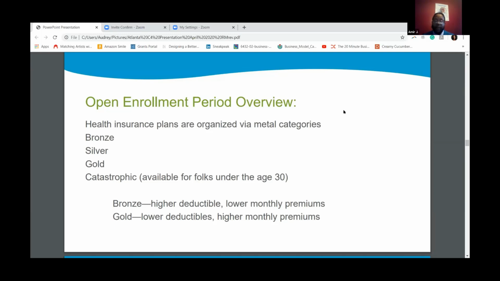These metal levels break down basically the cost that the insurance company pays, as well as the cost of the individual or family that is paying for the health insurance. So with bronze, you have a 60-40 breakdown, silver is 70-30, and gold is 80-20. What I'd like to note about this is every application is different, every individual and every family is different. So in that regard, whether or not bronze, silver, or gold makes sense for you will depend upon your healthcare history and what your goals are for the year.